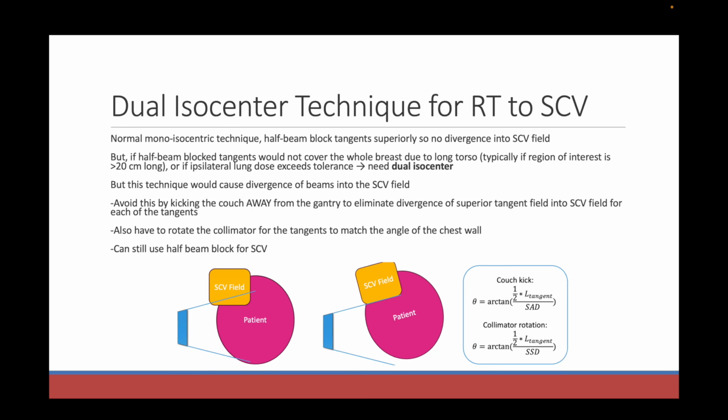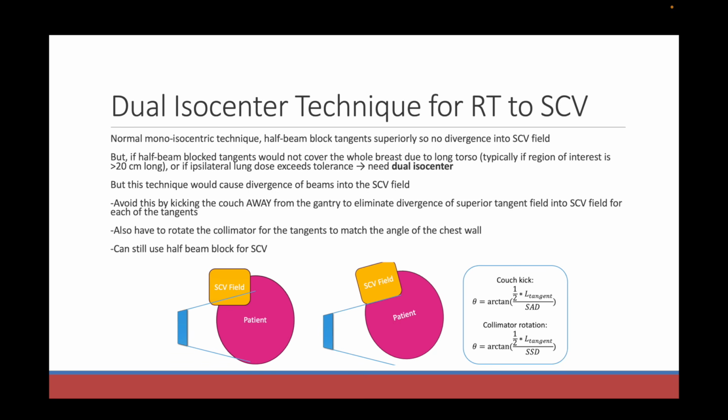It's kind of similar to what we think about for craniospinal irradiation. Remember, for craniospinal irradiation, we have to match the divergence of the brain and the spine fields. So we have to kick the couch toward the gantry for craniospinal irradiation. For breast, we actually have to kick the couch away from the gantry, and that allows us to eliminate the divergence of the superior tangent field into our supraclavicular field. Okay, so for breast, you kick the couch away from the gantry. For CSI, you kick the couch toward the gantry.